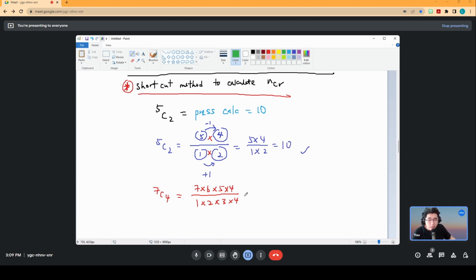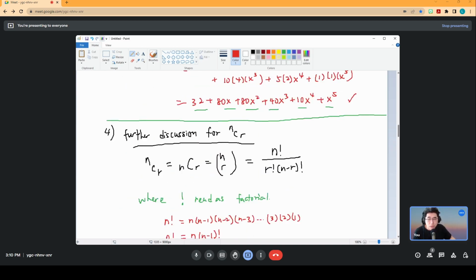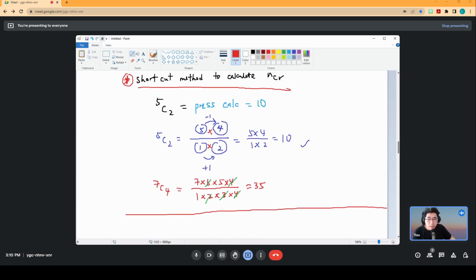Then do some calculation. Regardless of whether you are good with mental arithmetic, you can do a mental calculation. If you're not, you can just press the calculator. Over here we have some same numbers from top and bottom, like for example 4 cancels off, and 2 and 3 and 6 cancel off, therefore you have an answer of 35. Of course, you can press 7C4 on your calculator and you will get the value 35. So this will be the further discussion for nCr.